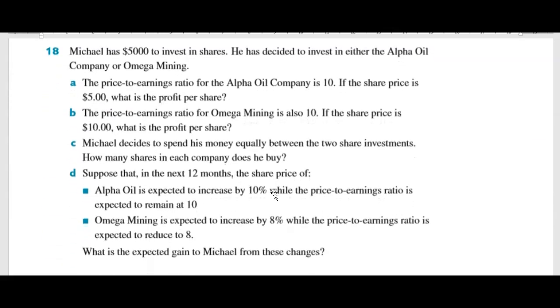Question 18. All right, lots of words here, so I'm going to use my highlighter. Michael has $5,000 to invest in shares. He has decided to invest in either the Alpha Oil Company or Omega Mining. The price to earnings ratio for the Alpha Oil Company is 10. If the share price is $5, what is the profit per share?